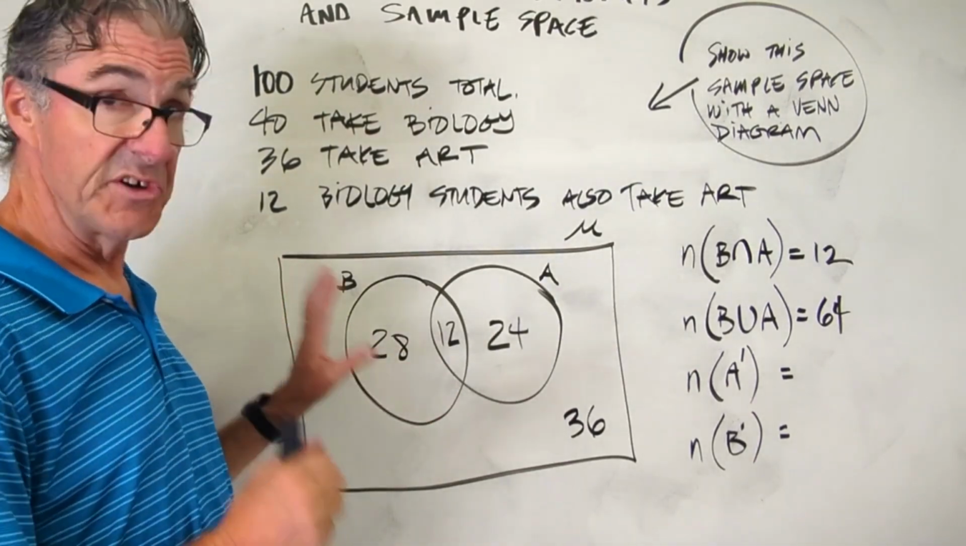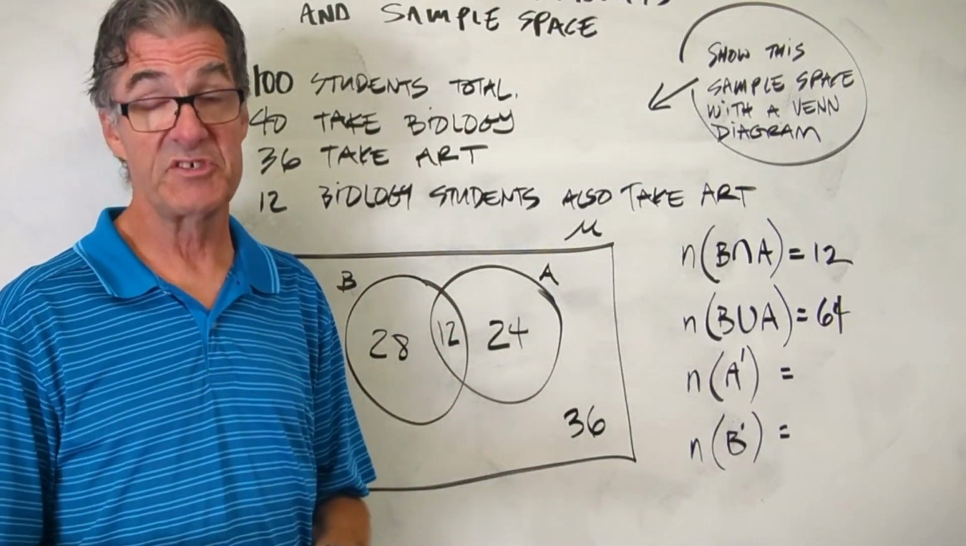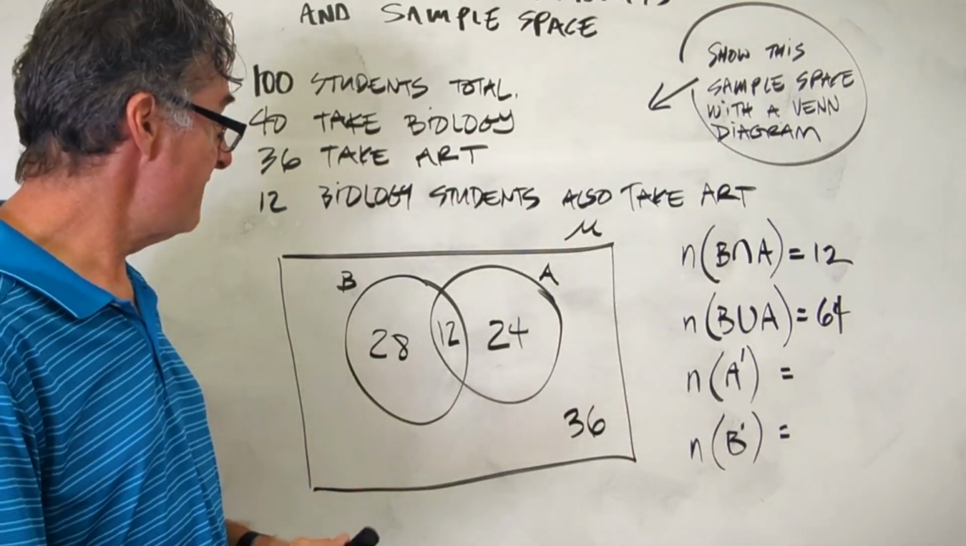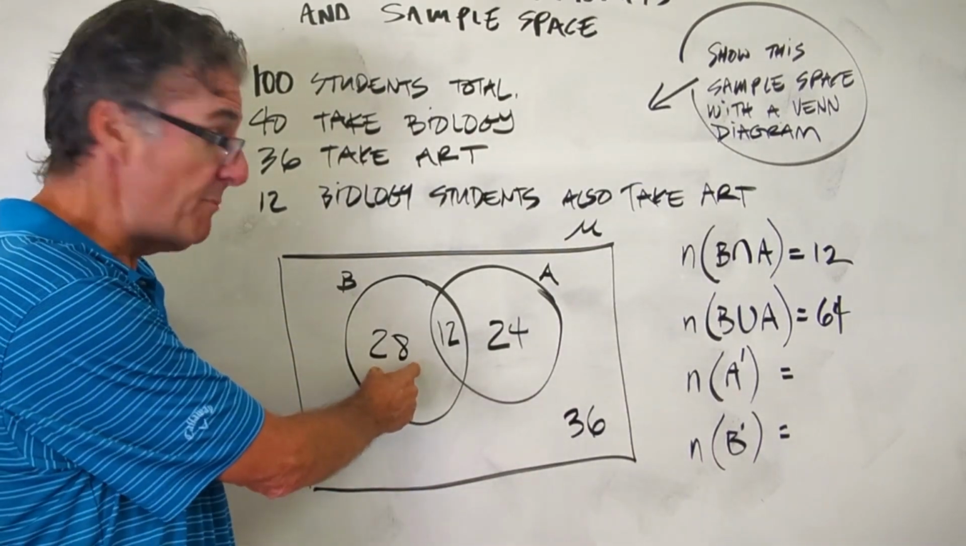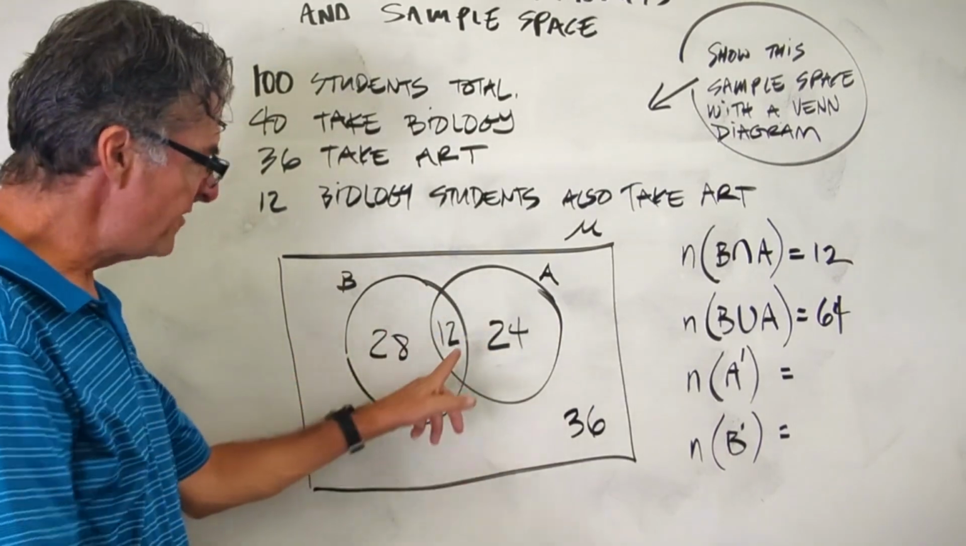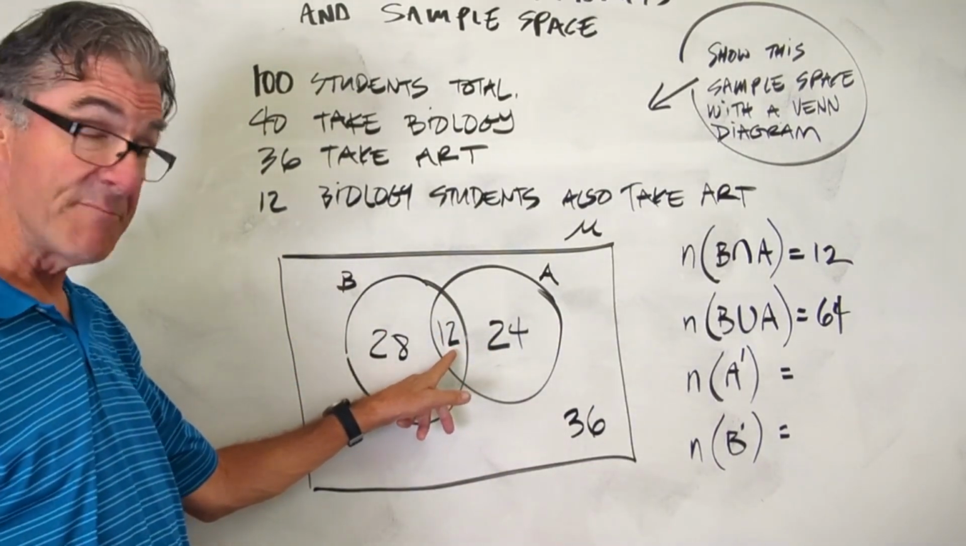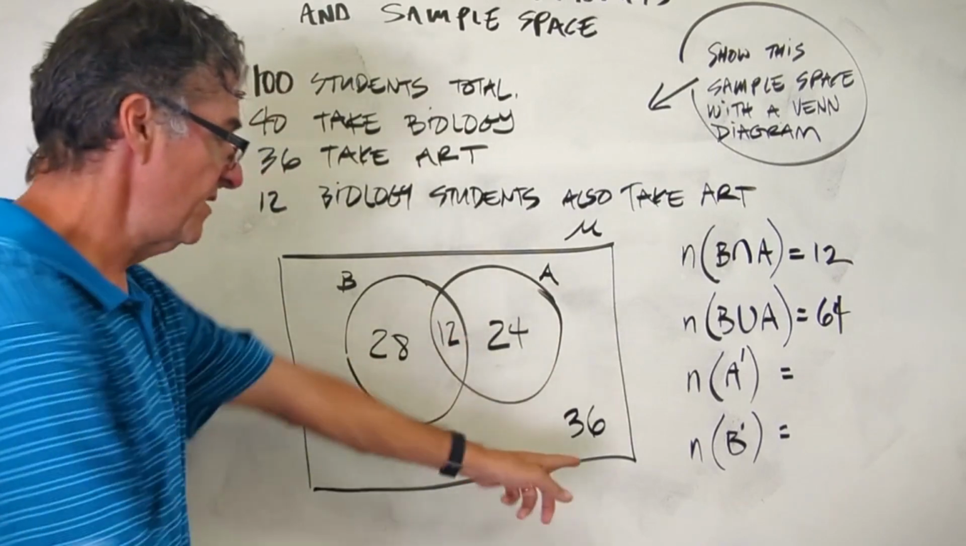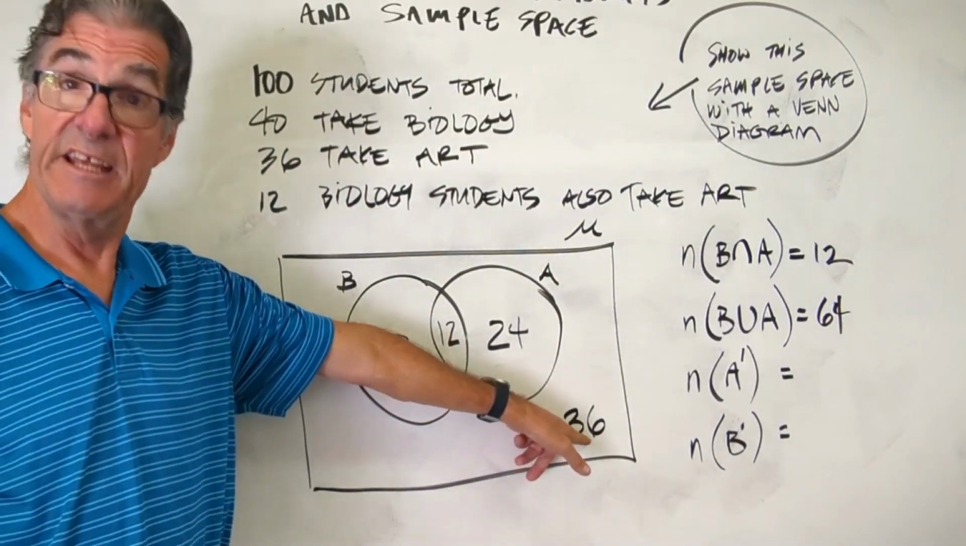So remember, these are sets. We're going to use them to answer some probability questions in just a minute, but right now we have the set of people that only like biology. We have the set of people that like biology and art. We have the set of the people who like art and biology, and so on. And including, we have the set of people who like neither.